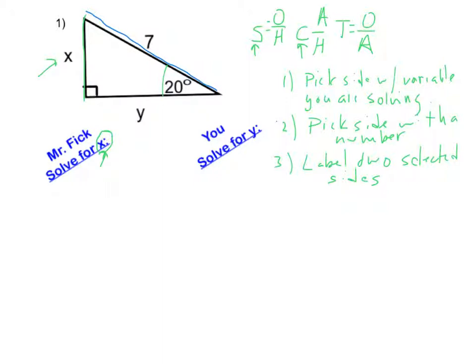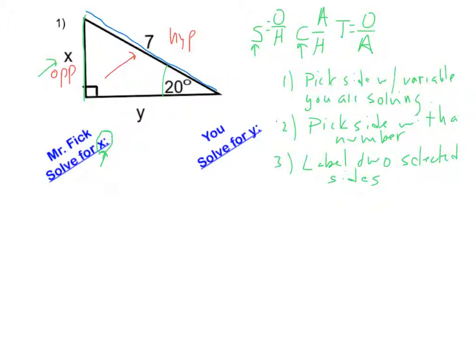And the rule is if you put your finger on the angle you're going to use, in this case 20 degrees, the side you are not touching is the opposite side. So in this case, the opposite side of angle 20 is side x. The side that's the hypotenuse is always across from the 90 degrees. So in this case, the 7 is our hypotenuse.